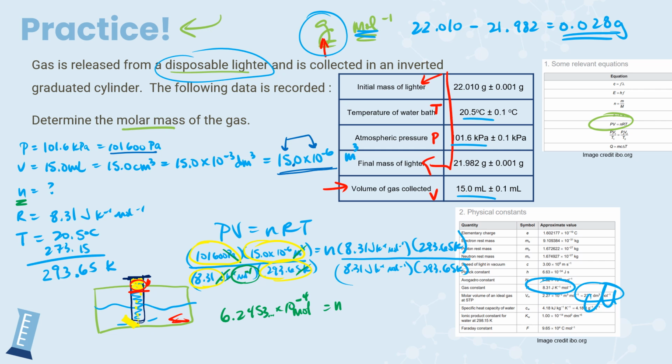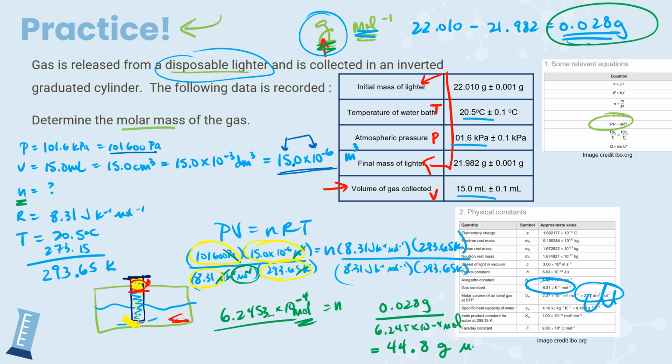So now we can find molar mass because I have moles and I have grams. So if I take my grams, 0.028 grams, and divide it by my moles, that's 6.2453, lots of digits, times 10 to the -4 moles. Grams per moles turns into, looks like just about 44.8, sig fig check. Yeah, we're going to keep 44.8 grams per mole is the molar mass of this gas that we collected by volume by displacement.